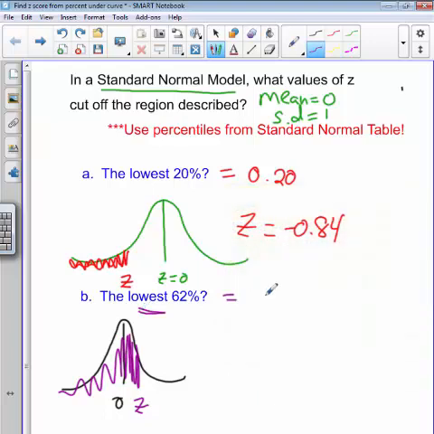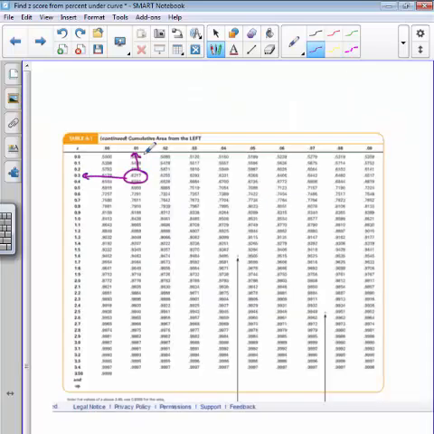In decimal form, 62% is 0.62. We're going to go back to our standard normal table and look for 0.62. Since this value was to the right of the mean, we know that it's going to be a positive z-value. The closest we get to 0.62 is 0.6217. We go to the right to find the first two digits, 0.3. We go up to find the last digit. Our z-score for this percentile is 0.31.